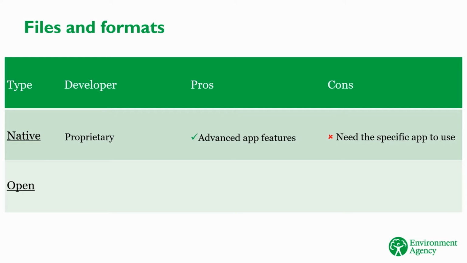These are typically created by groups or committees who agree on how the format should work. They publish details about the format so anyone can develop their app to use it. Because many apps can use open formats, that makes them much more portable than native formats. That makes life easier for us, because if we just use one app that's able to read the open format, it doesn't matter what app our suppliers use, as long as they send us the files in an open format.